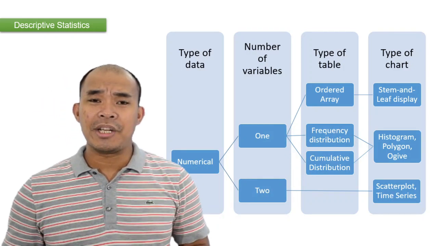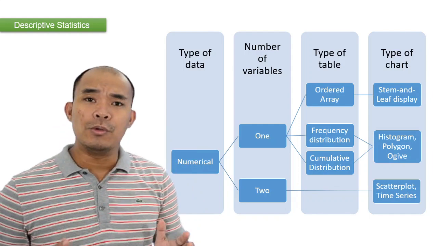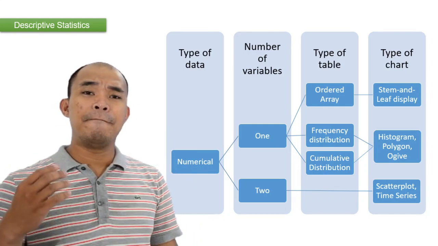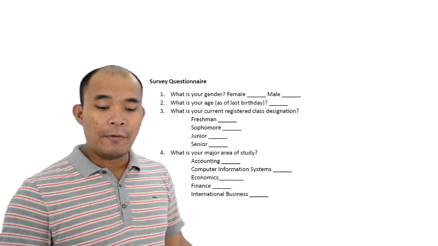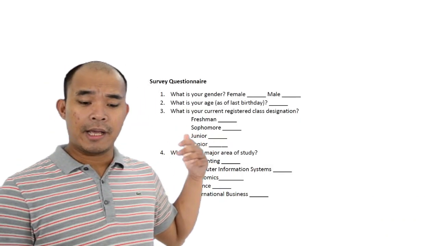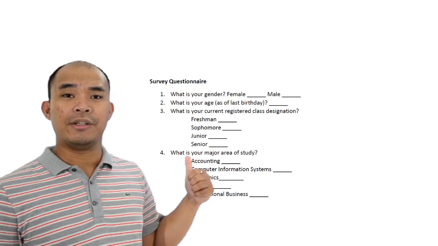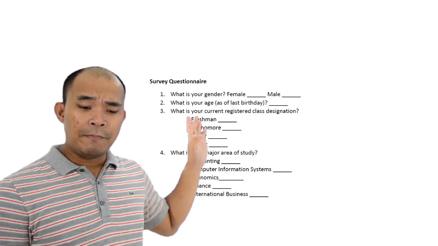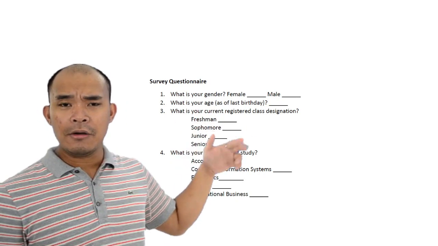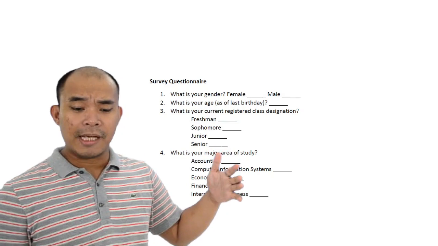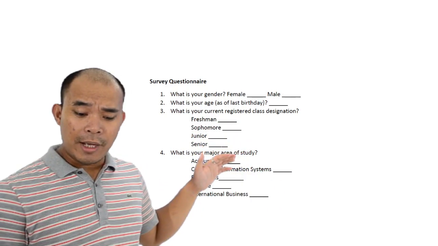So in order to appreciate the beauty of these tools, we're going to use a certain study. Okay. So for example, this is the survey questionnaire. This survey questionnaire can be found in the book of Berenson. So for example, what is your age? What is your gender, male or female? And then what is your age as of your last birthday, so on and so forth. Okay.